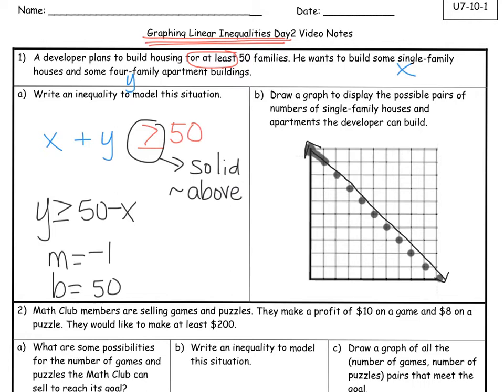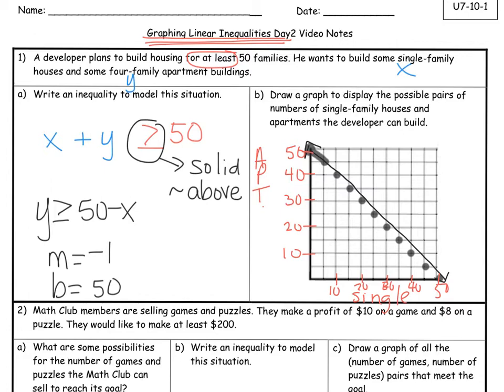So my x-axis we said was defined as the single-family homes, and I'm counting by 5s, but I'm going to skip count, so every other one is 10, 20, 30, 40, and then 50. And I'm going to do the same thing on the y-axis as well, 10, 20, 30, 40, and 50, and this is the number of apartments. Okay, so we had to draw a graph to display the possible pairs, and we did that.